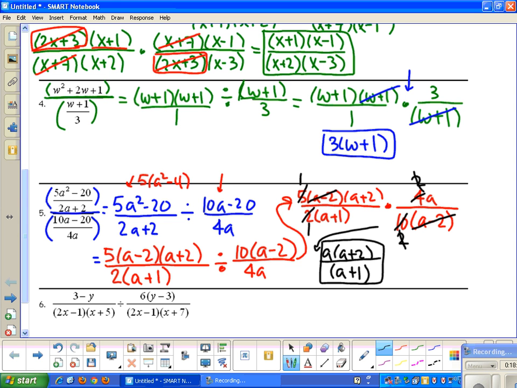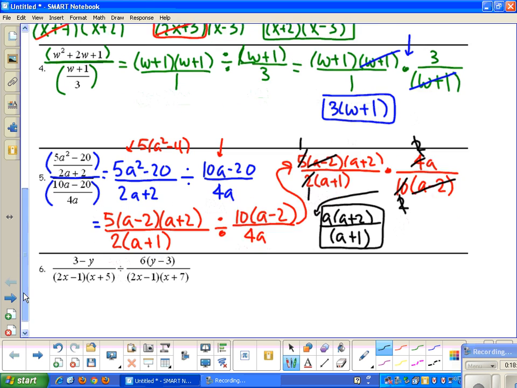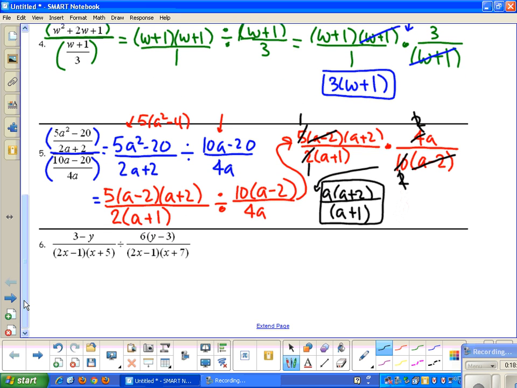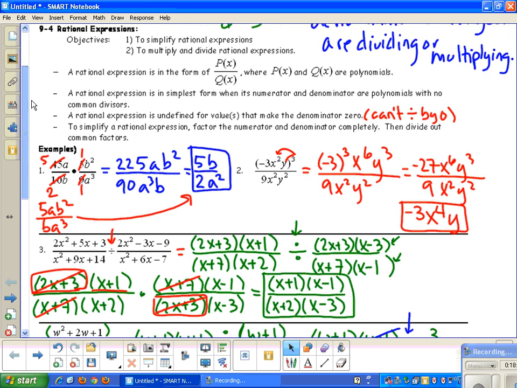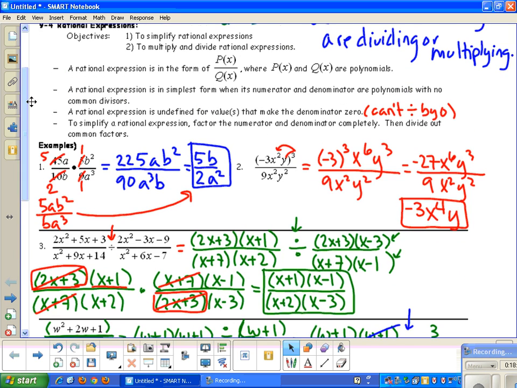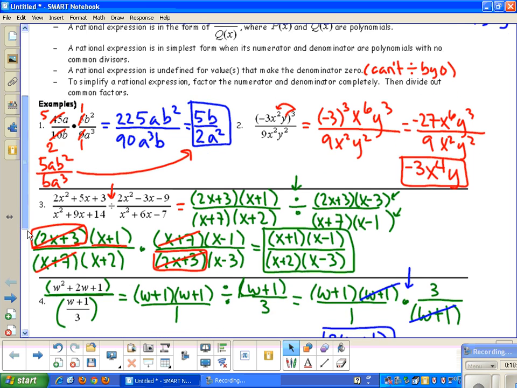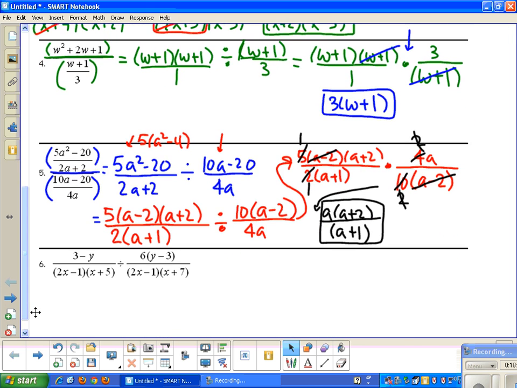So the next thing we'll talk about, I would want you guys to try to see if you can do problem 6 on your own, and then we'll look at it in class together. And then also, we're going to talk about looking for restrictions, and we'll talk about what a restriction means during class. And remember, restrictions are going to be things that make your denominator 0. So things that make our denominator 0 are numbers that we cannot have. And again, we'll talk about that. So do number 6 and then bring this with you to class.